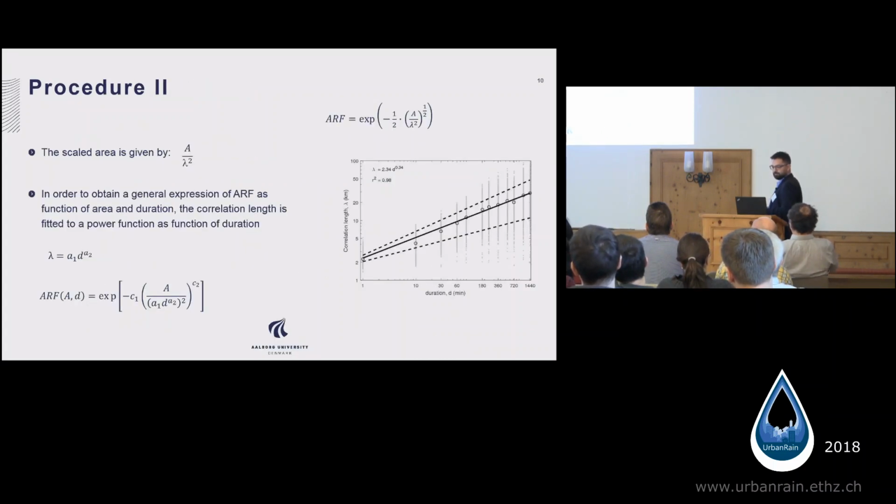Then further on, we derive this correlation length as a function of the duration, and then we can do a fit of that in this power function here, and then derive, I'll not go into the details with the math, but derive a general function of the RAF curve as a function of area and duration.